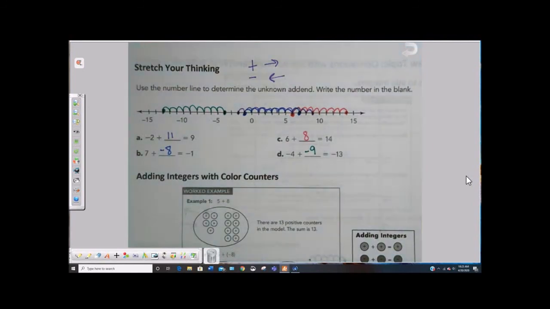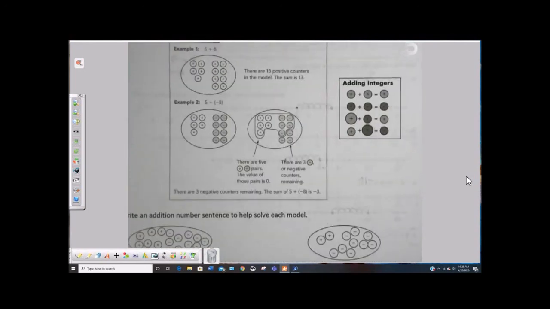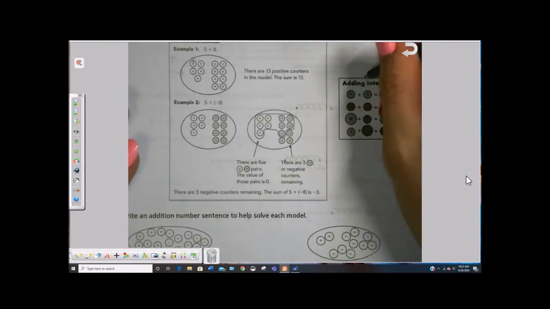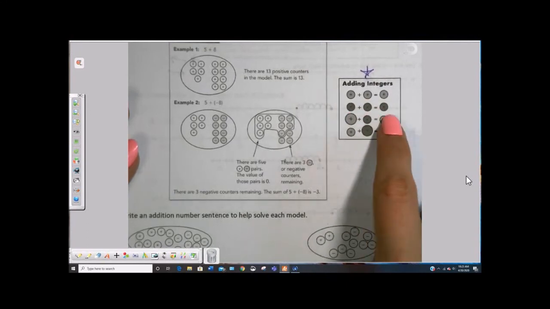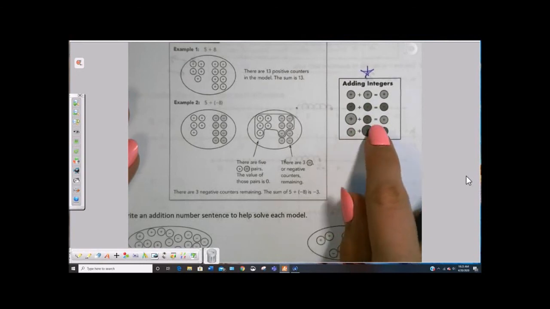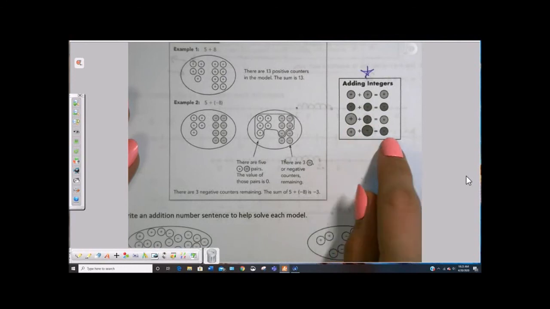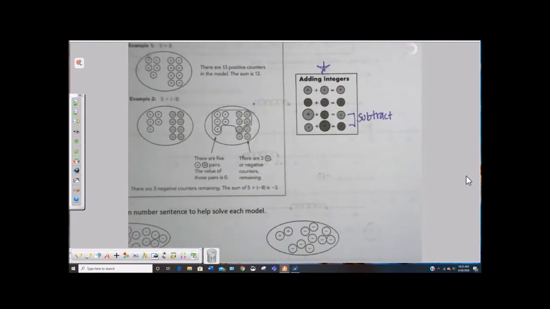Okay, moving on to the bottom half is when we're getting into our color counters or circles that we use to draw the positives and negatives. The rules are to the side, so that's very helpful. Remember, a positive plus a positive is a positive, negative plus a negative is a negative. If they're different signs, you're going to subtract, and whichever one is bigger, that's the sign you take. So they showed a bigger positive is a positive, bigger negative is a negative. But just remember, you're going to subtract those different signs.